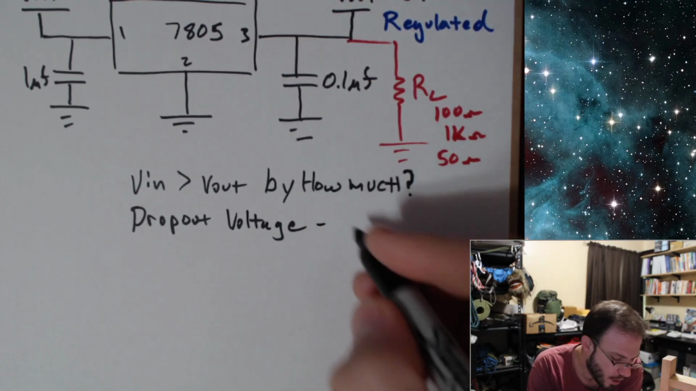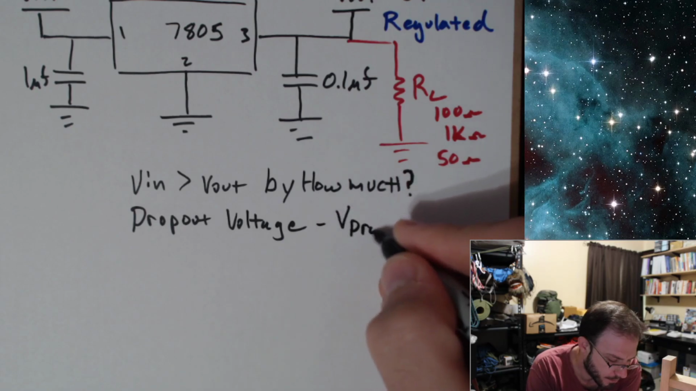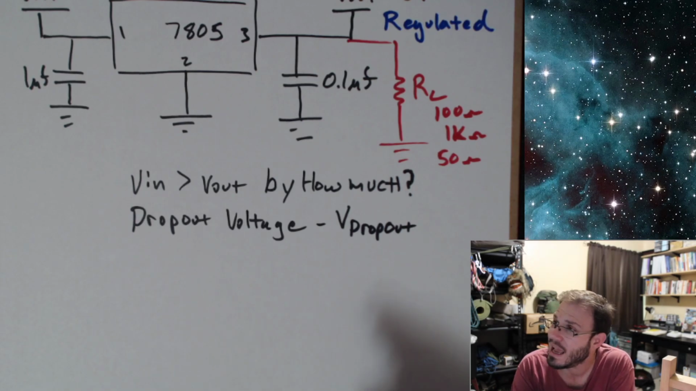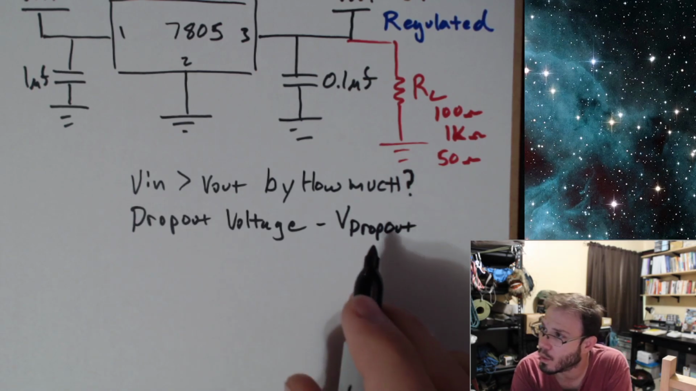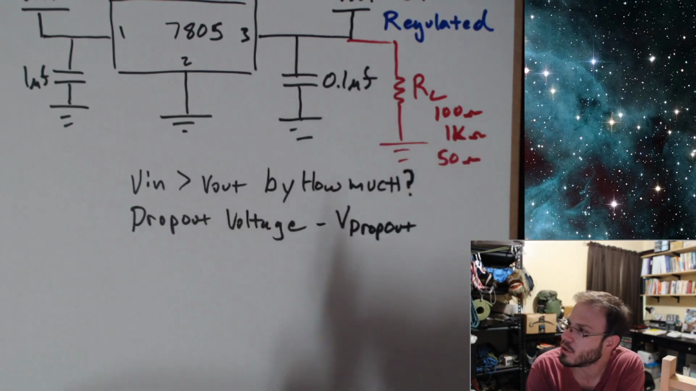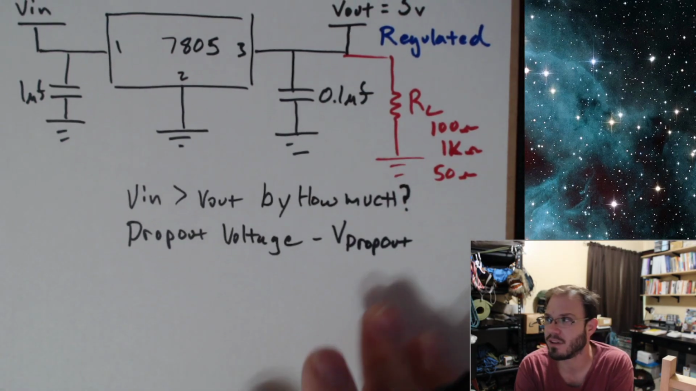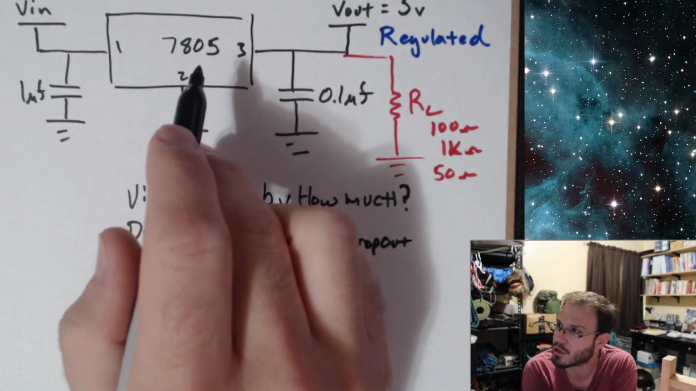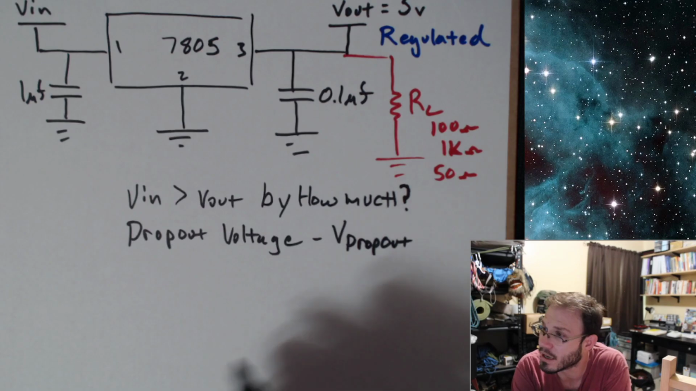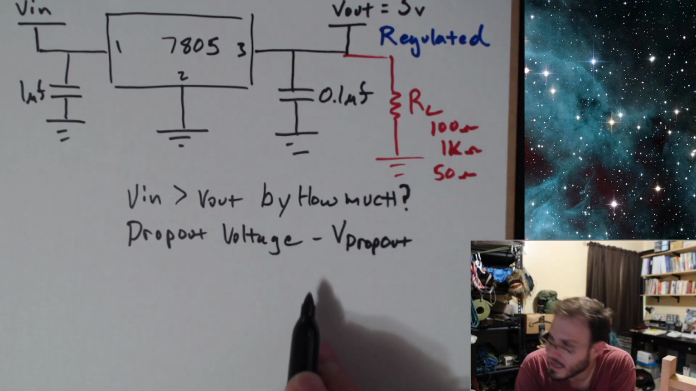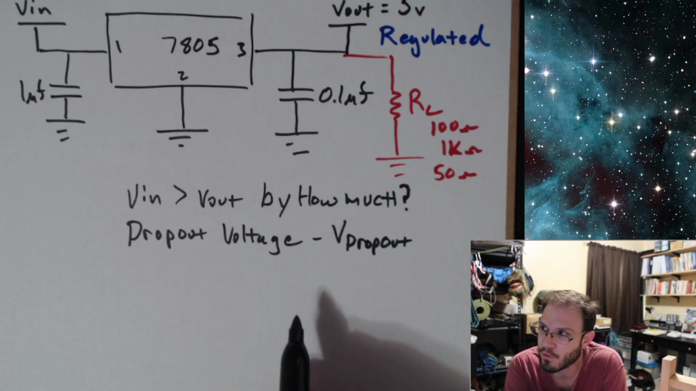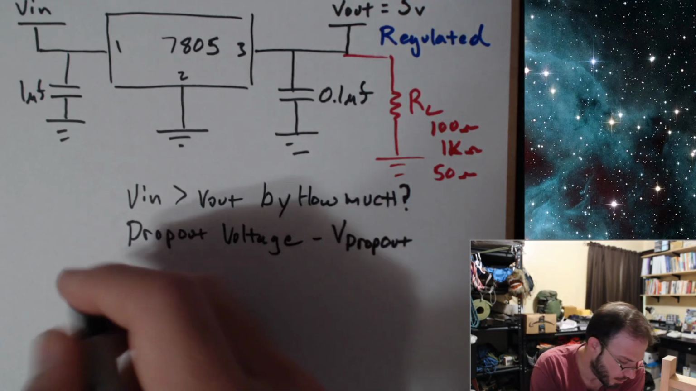Okay, so the dropout voltage, V dropout. V dropout is also one of those values that will change a little bit on us depending on the use case, and heavily dependent on which manufacturer and which 7805 and which type of device, etc. As a general rule of thumb, I'm going to say 2.5 volts is our V dropout.